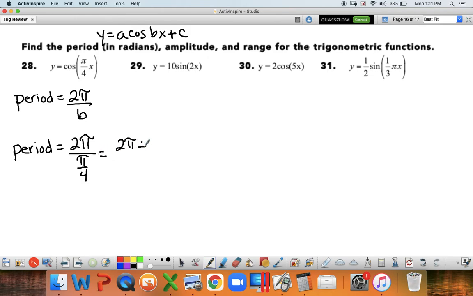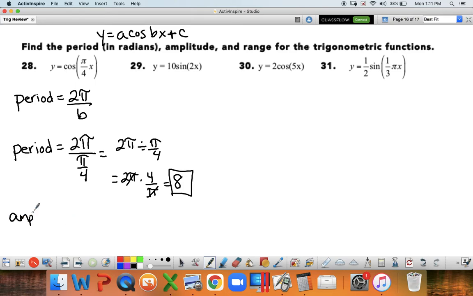So I get 2 pi divided by pi over 4. Might make it easier to write it out this way. Then I get 2 pi times 4 over pi, right? I've got to multiply by the reciprocal. So I get out that the period value for this function is 8.